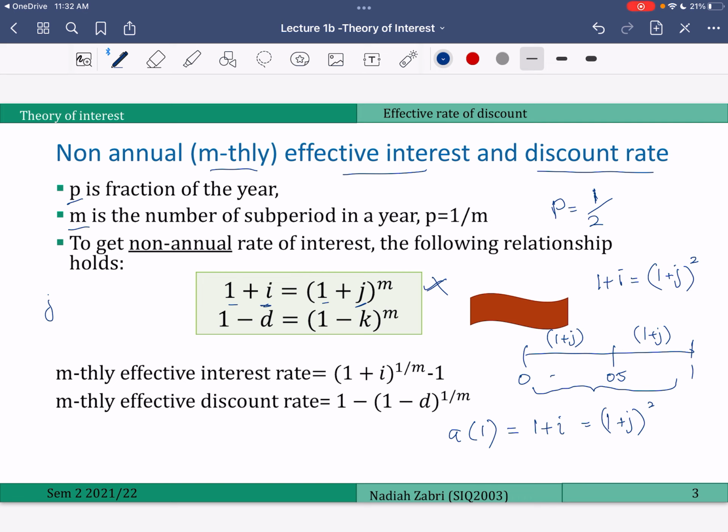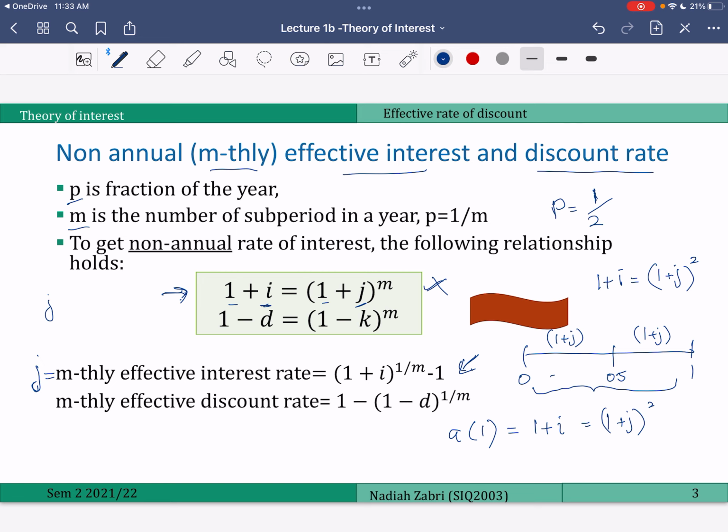Okay. So once we already know this relationship, then we can derive the formula that we need to find J. So you just adjust this relationship to get the formula for J. So J is equal to 1 plus I to the power of 1 over M minus 1. Okay. So you don't need to remember this formula. You just need to understand this relationship and you can easily derive this formula.